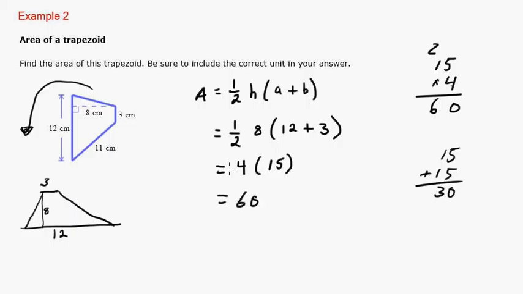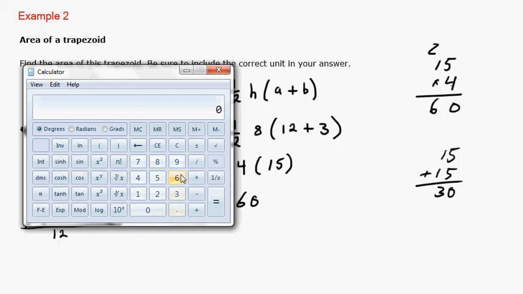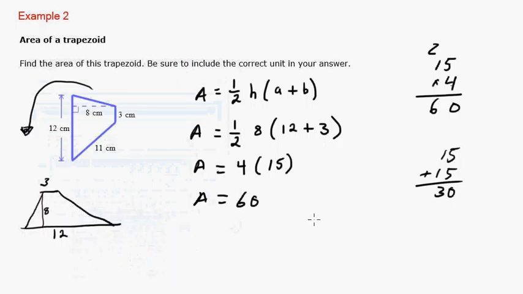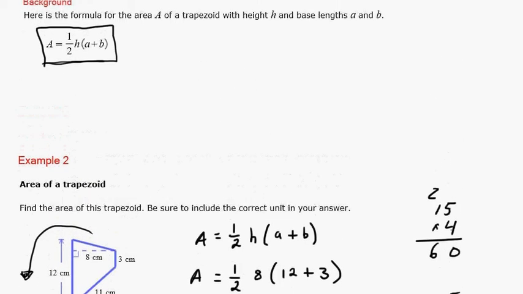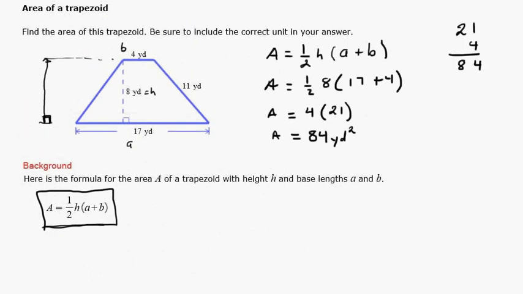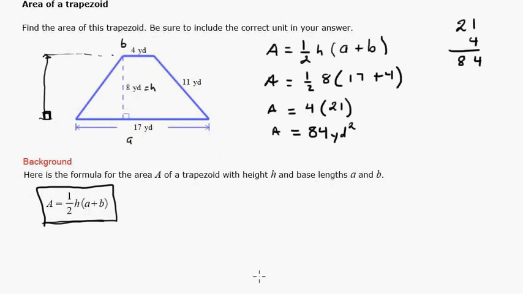Either way, if you haven't been doing math a lot, just use the calculator. 4 times 15 is 60. And then centimeters, so if we're talking about area, it's always centimeters squared. So there you go, a couple examples for you. It's pretty straightforward if you remember the formula. Good luck.